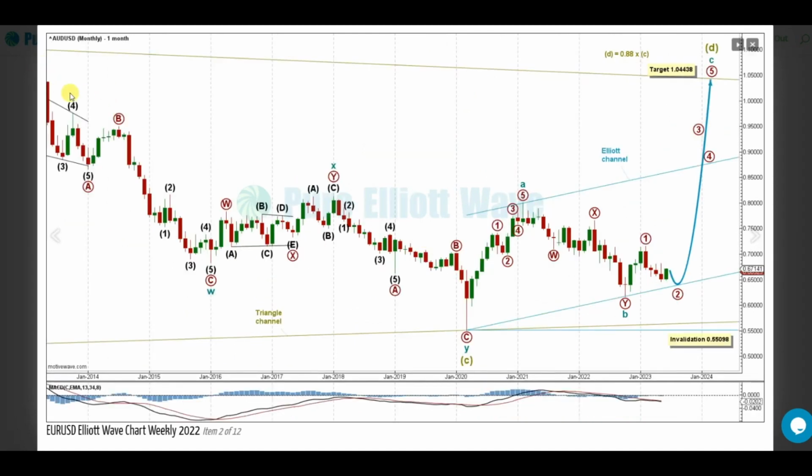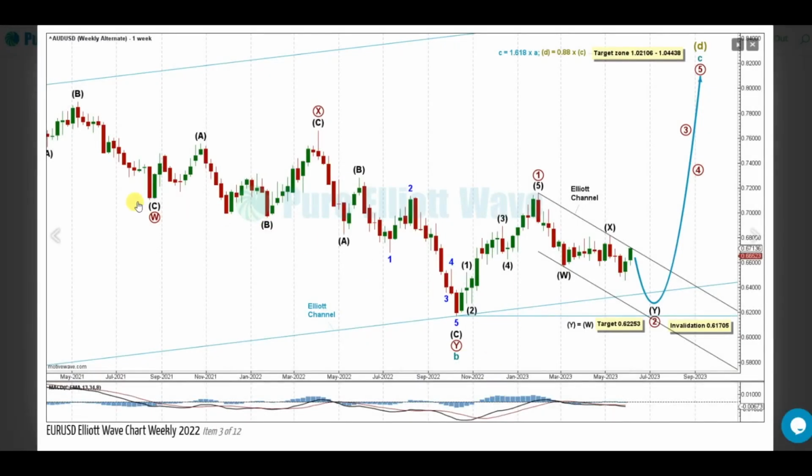Monthly chart remains the same, coming down as a W, X, and Y cycle degree for supercycle C, and going back up A, B, C at cycle degree for supercycle D. Invalidation for this upwards movement sits below at 0.55098. And on the weekly chart, we'll take off from primary W here. Here we have primary W going down into cycle B and subsequent price action for primary 1 and 2.